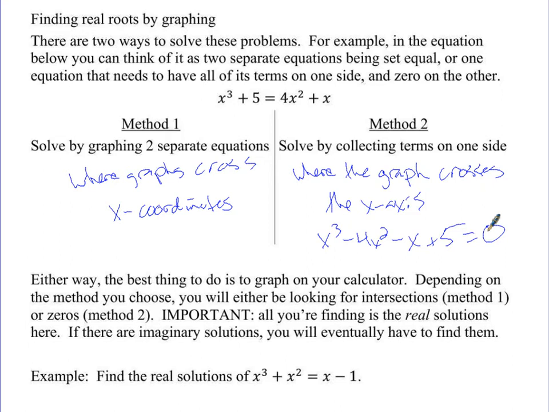Either way, the best thing to do is to graph these on your calculator. Depending on the method that you choose, you're either going to be looking for the intersection or the zeros. Intersection here, zeros here. And the important thing is all you're finding is the real solutions. Like I just talked about on that previous page, you will not be able to find the imaginary solutions using graphing. In order to find the imaginary solutions, you have to use factoring, quadratic formula.